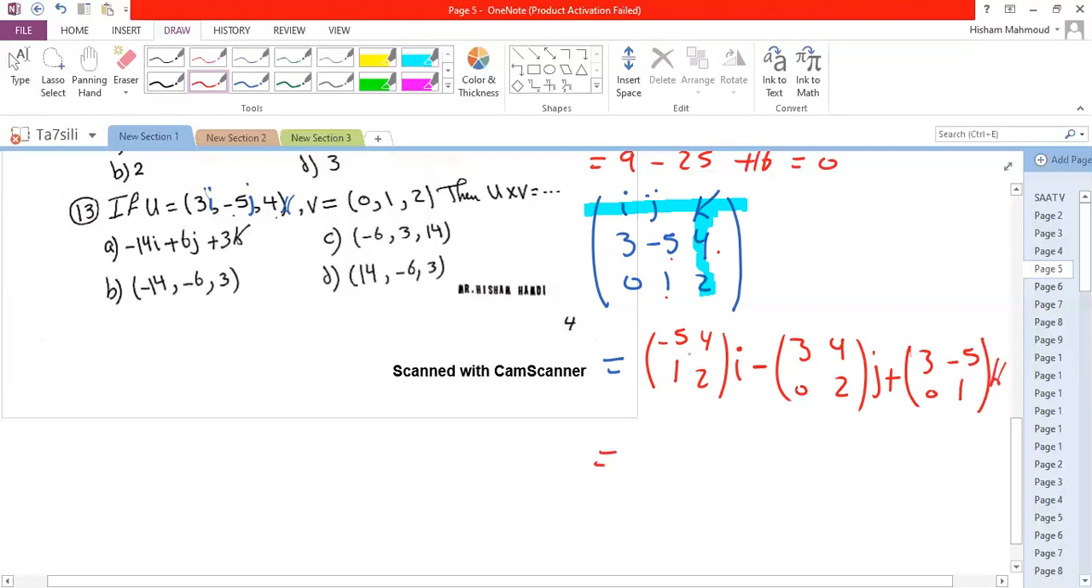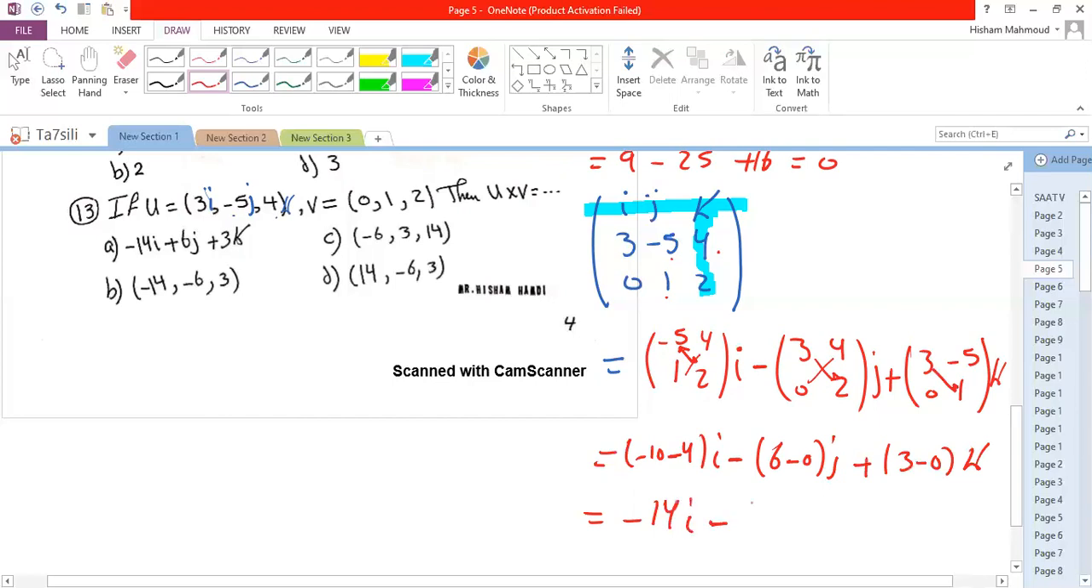So how can I find the determinant of a matrix? By multiplying these two numbers, negative 5 and 2, which is negative 10, minus 1 by 4 in the direction of i, minus 3 by 2 is 6, minus 0 by 4 is 0 in the direction of j, plus 3 by 1 is 3 minus 0 in k. So the answer is negative 14i minus 6j plus 3k, which can be written as negative 14, negative 6, positive 3. So the answer is.